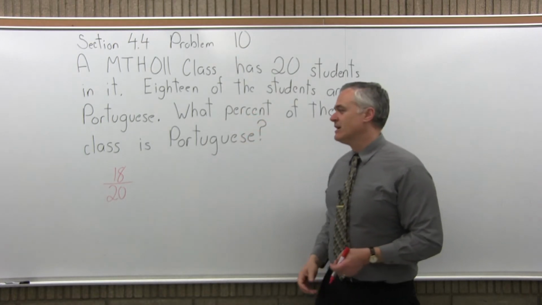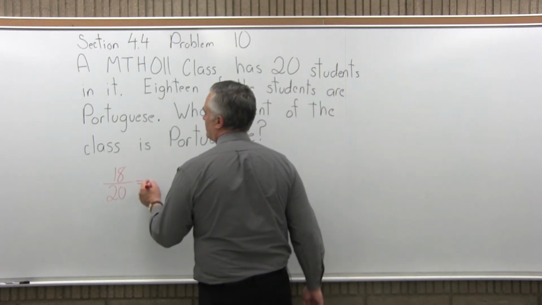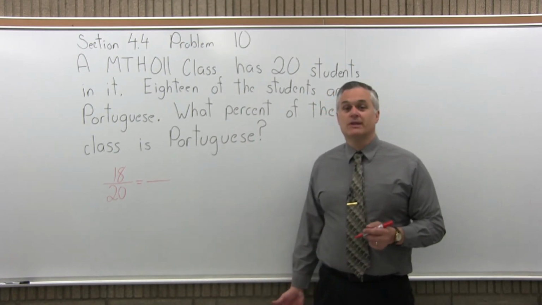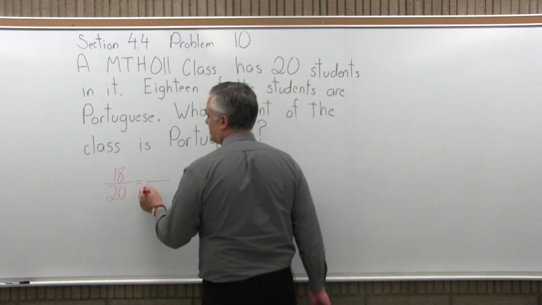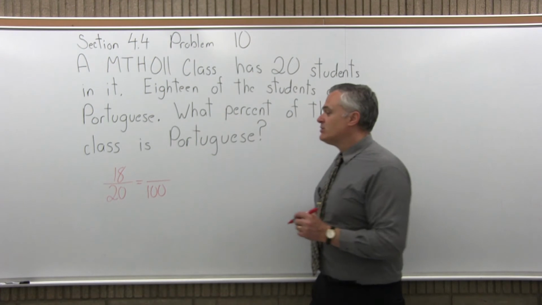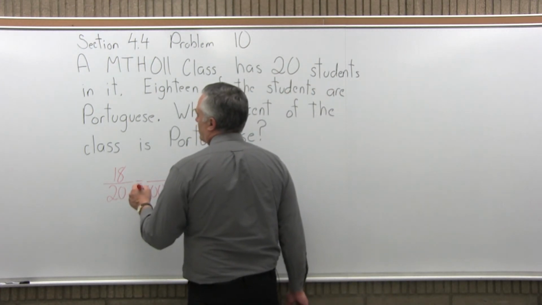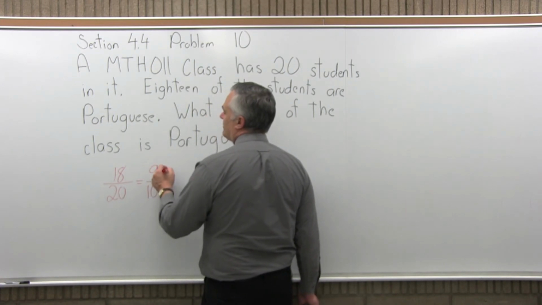What percent is that? So to convert a fraction to a percent, what I like to do, if possible, is change the denominator to a 100. That makes percent easy. And in this case, my denominator of 20 is easily changed to a 100 by multiplying times 5. So if I do the denominator times 5, I have to do the numerator times 5 also. So 18 times 5 would be 90, right?